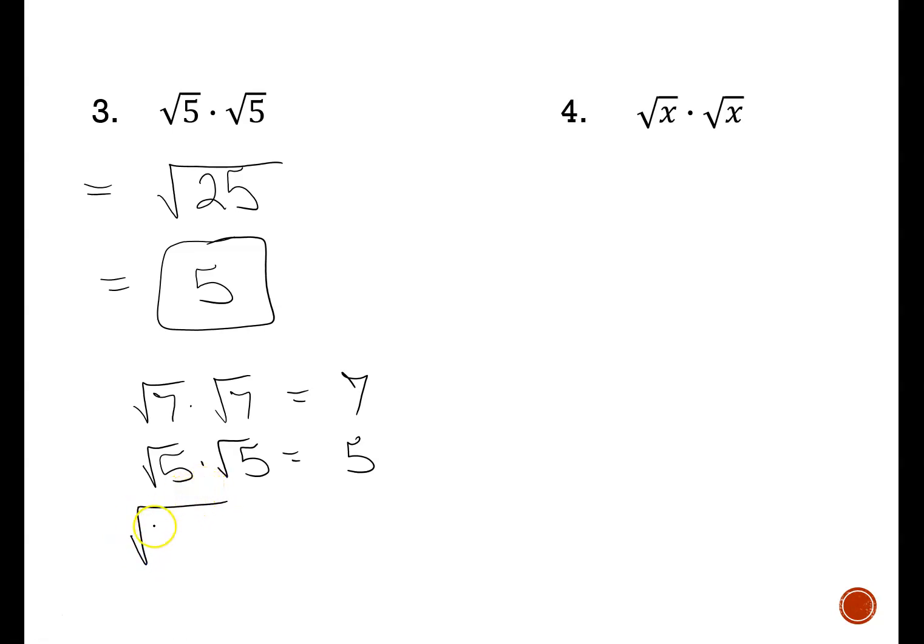We could put, I don't know, 119 times square root of 119. Then the radical would just come off. So with that in mind, on number 4, square root of x times square root of x is just x.